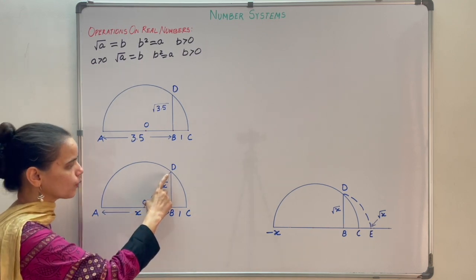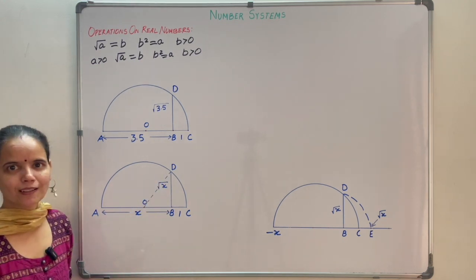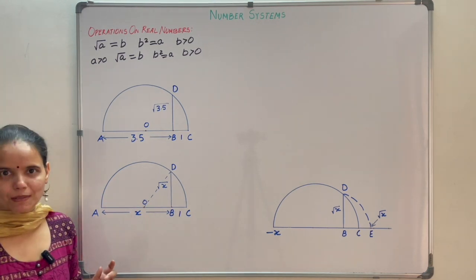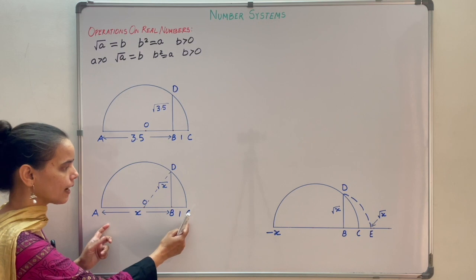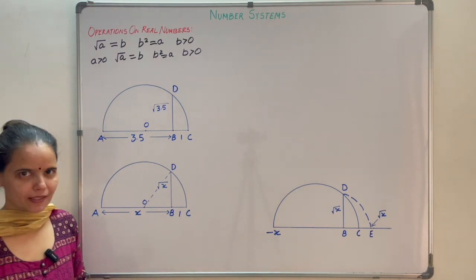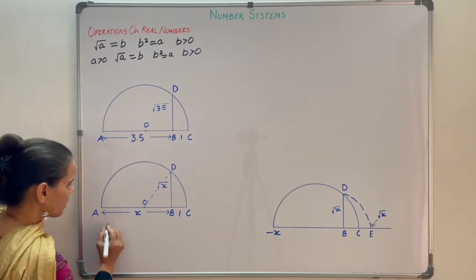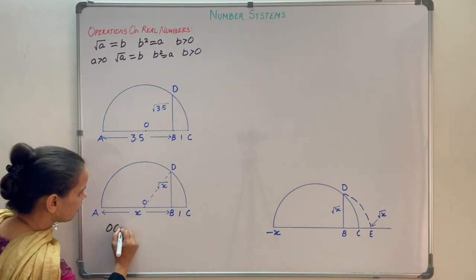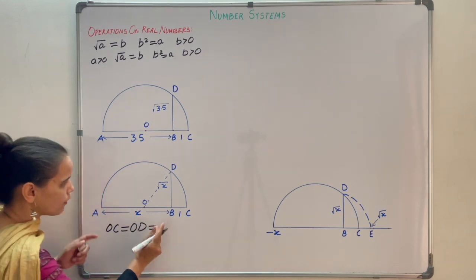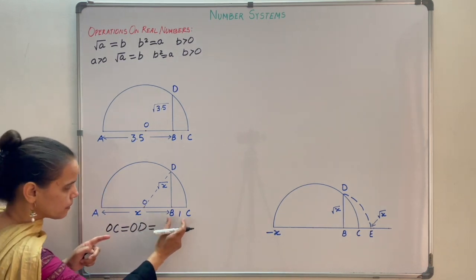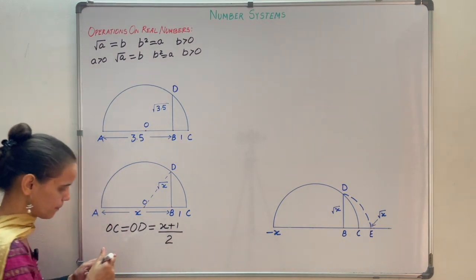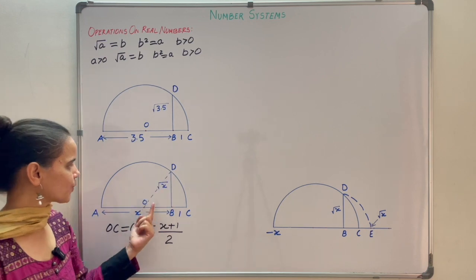So you can see that OD and OC both are equal because they both are the radii of this semicircle. And how much is the diameter? X plus 1, and radius is half of the diameter. So let us now find out how much is OC or how much is OD. So these two are radius, so that will be half of the diameter. Diameter is X plus 1. Divided by 2 gives you the radius. So you got to know how much is OD.